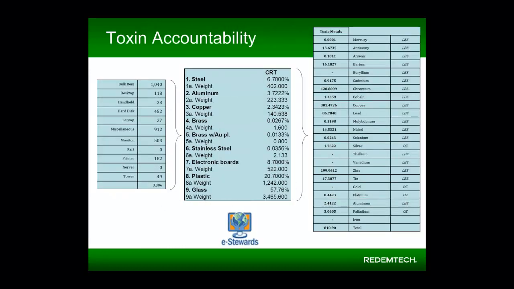From an e-Stewards recycler, you will get mass balance accounting. You get what comes in and goes out in its exact quantities, so you can all add it up at the end and know that what you sent in has come out as reusable feedstock for a new manufacturing process.